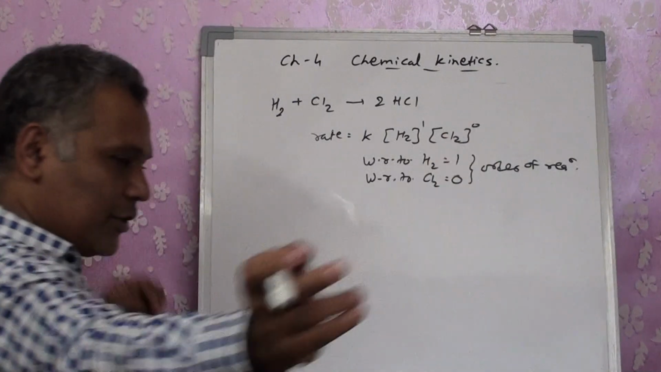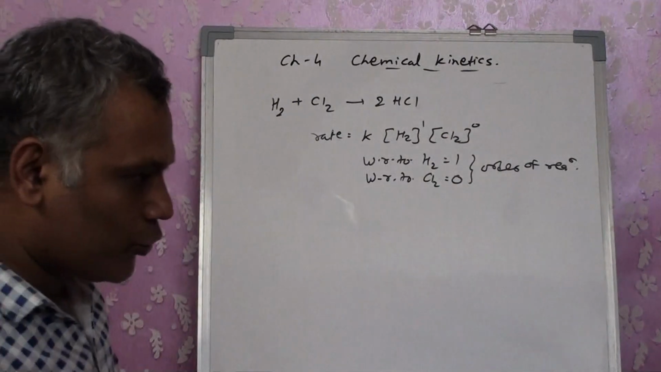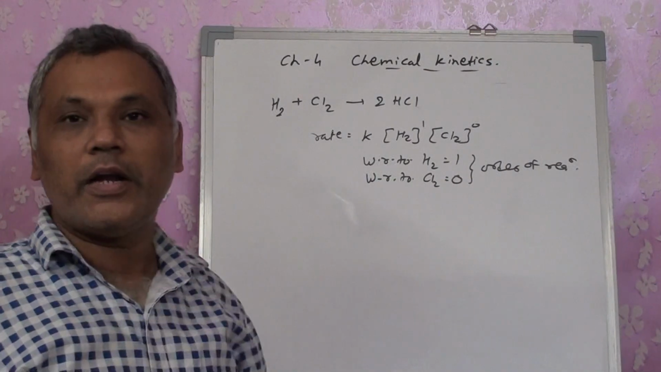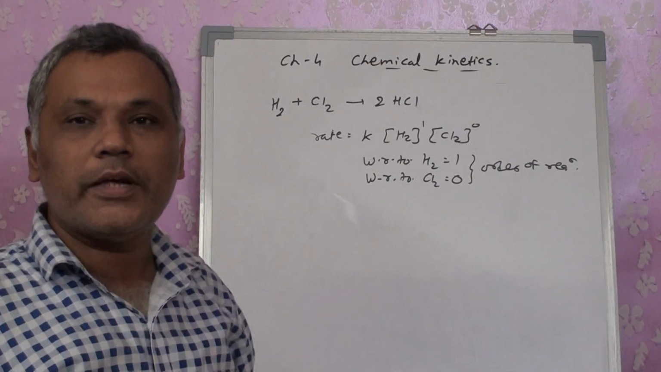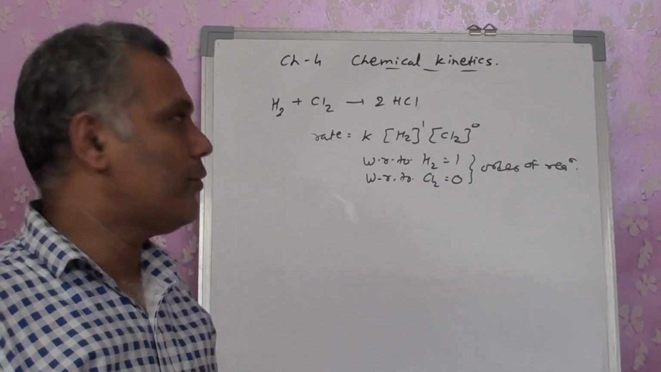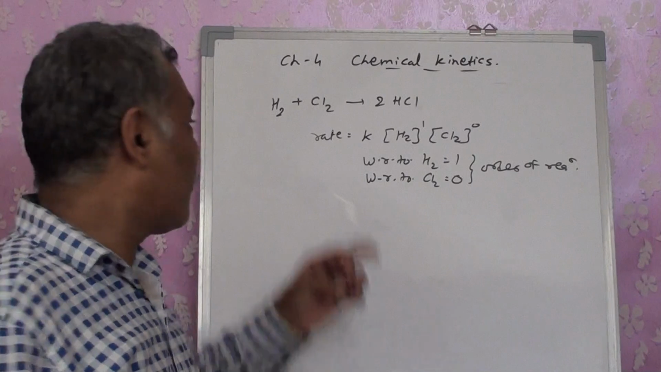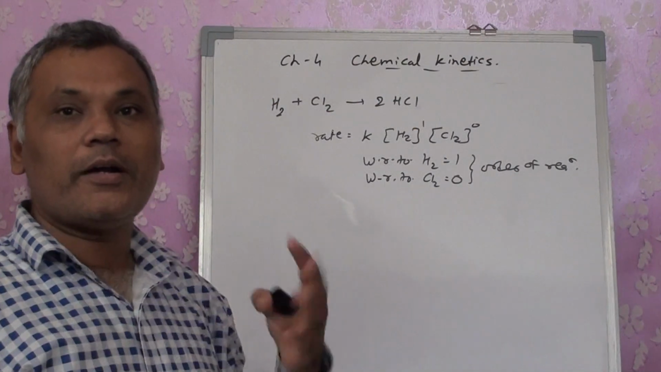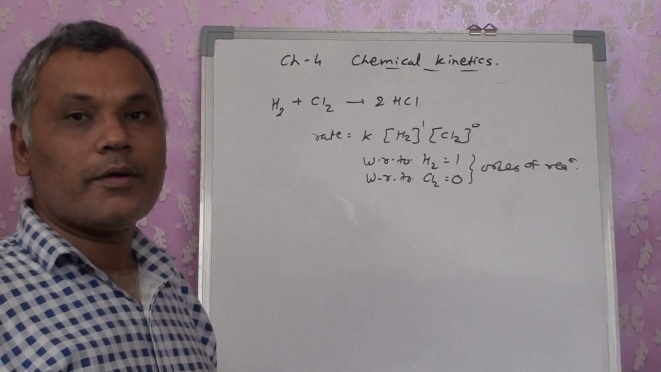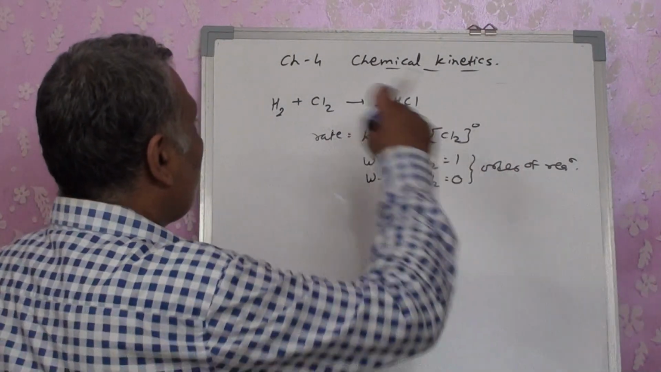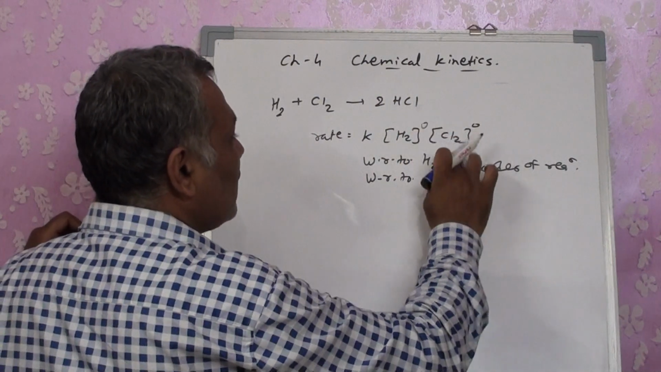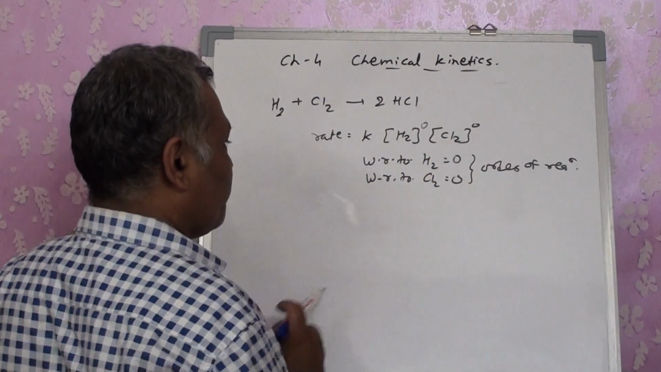Okay, now the question that should arise in your mind is, sir, how did I get these values 1 and 0? These are the experimental values. None of the reactions can help you to predict it from the reaction. You can't predict it from the reaction. Actually, for H2 and Cl2, for both of them, you are having it as a zero order reaction.